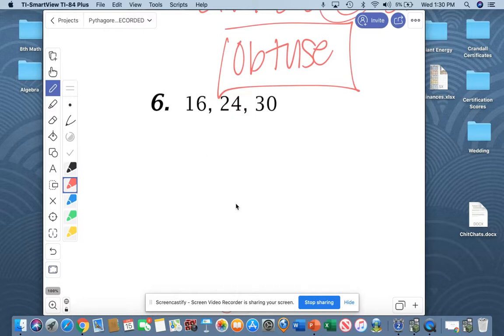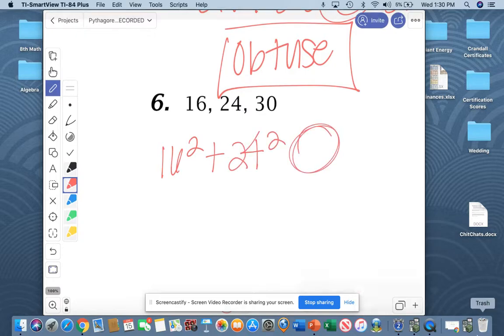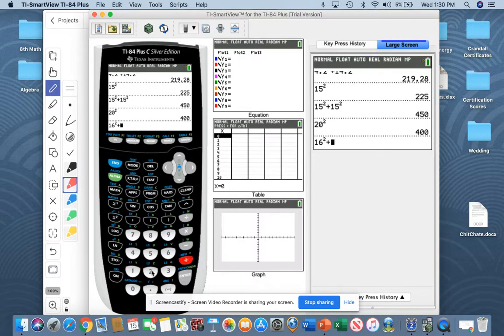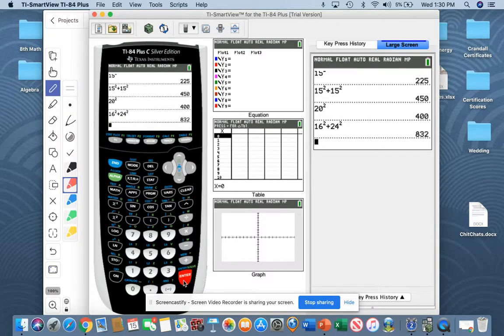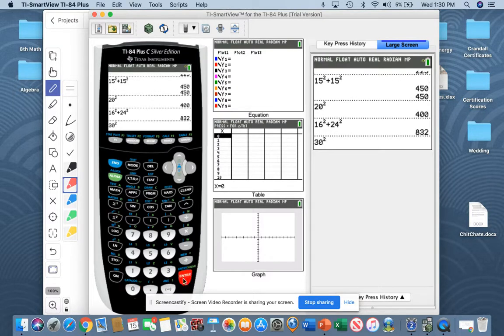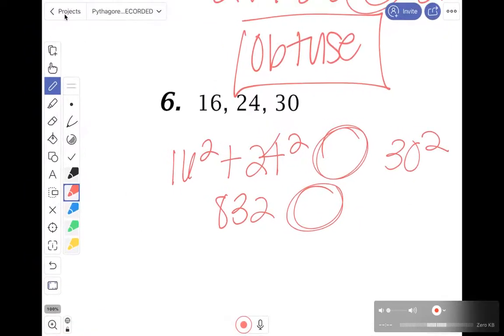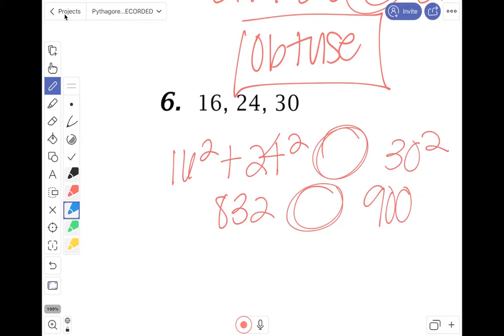Okay, so I've got 16 squared plus 24 squared. We gotta figure out what goes here. 30 squared. Handy dandy calculator. Gotta love calculators, right? 16 squared plus 24 squared equals 832. And then 30 squared is 900. So I've got 900 is greater than 832. So since my C is greater, it's an obtuse.